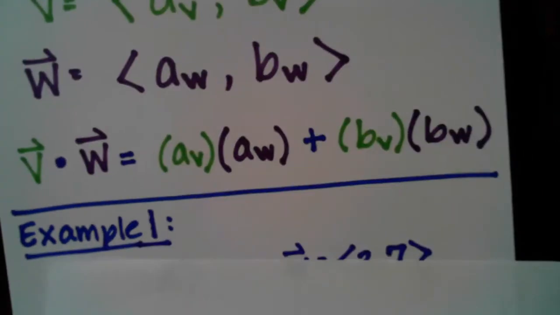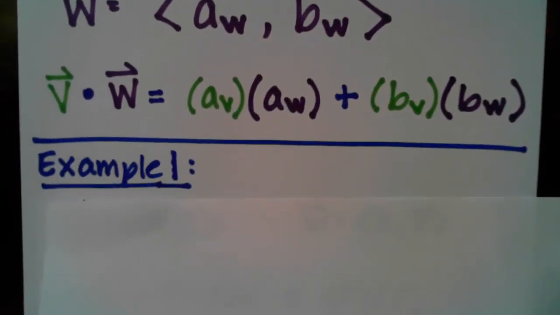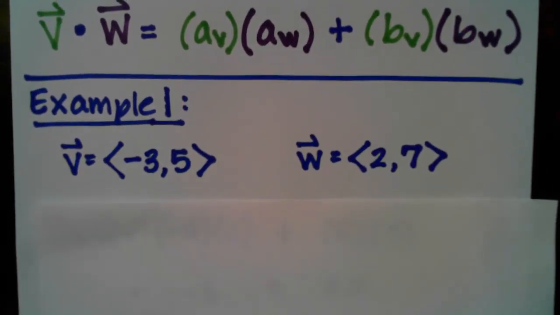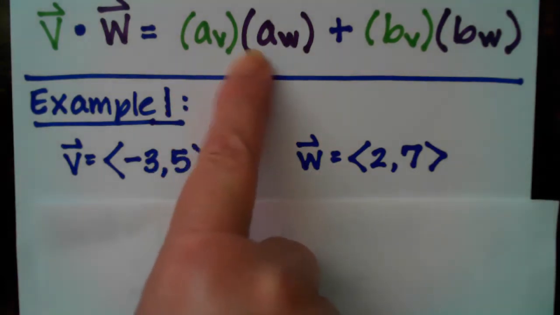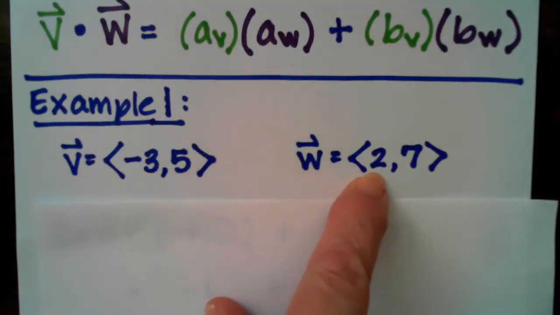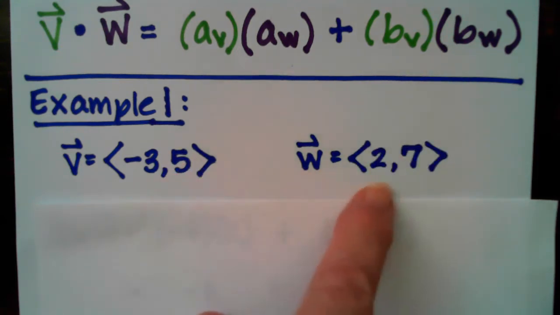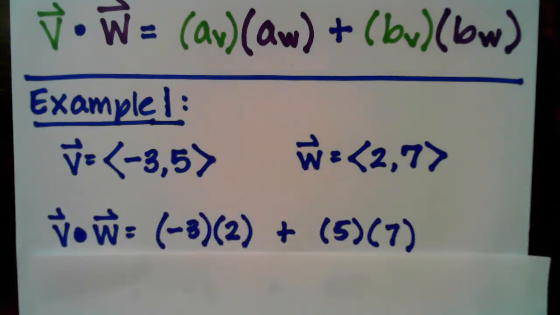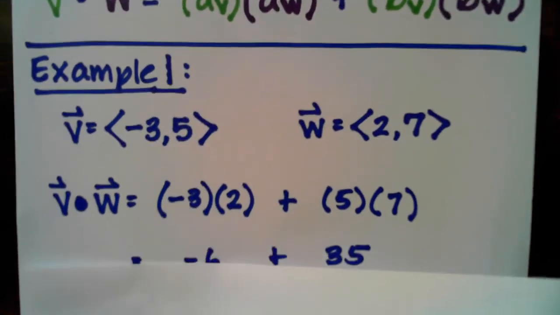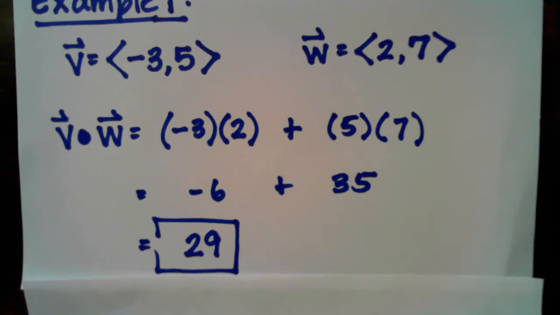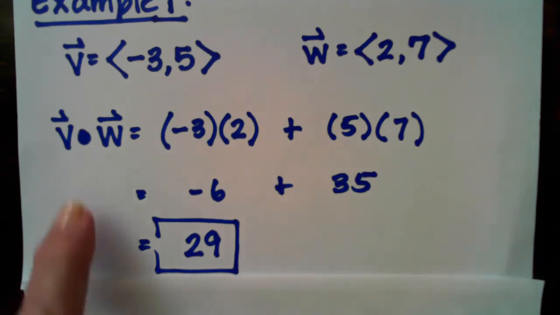So here's an example, just a quick, let's put it into practice. We have components for vector v and vector w, and there they are. I'll leave the formula right above it. And so we can see that what we're going to do is multiply our two a's, so -3 and 2, and then multiply our b's, 5 and 7, and then add those together. So we've got -3 times 2 is -6, and 5 times 7 is 35. And so we've got our equation that is -6 plus 35, and we get a grand total of 29. And that is the dot product of v and w.